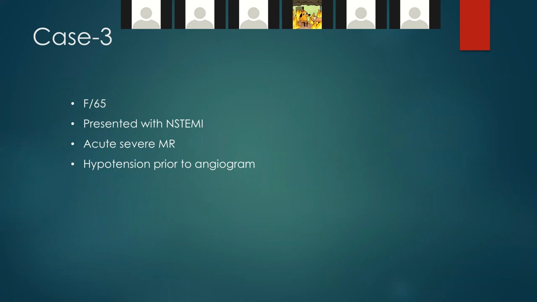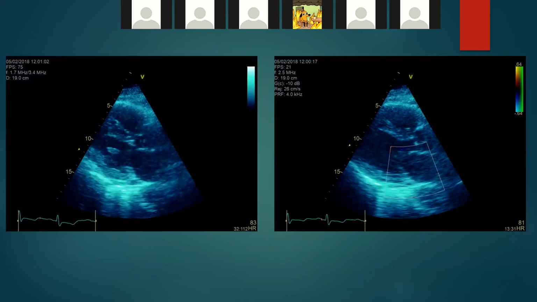In that case, hi Jamal. So this is a great case to discuss. I stole this case from Sam's library, so I think it's Sam's echo. A 65-year-old lady presented with non-STEMI and then suddenly acute severe MR. She was going for angiogram, then had sudden hypertension. You remember this?